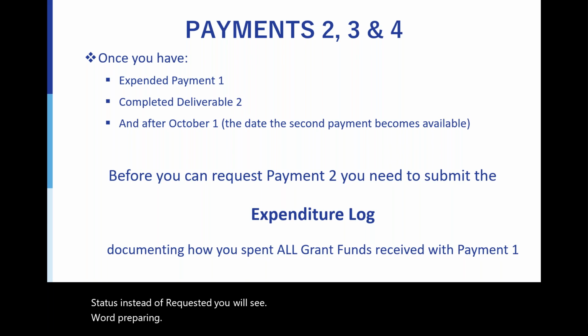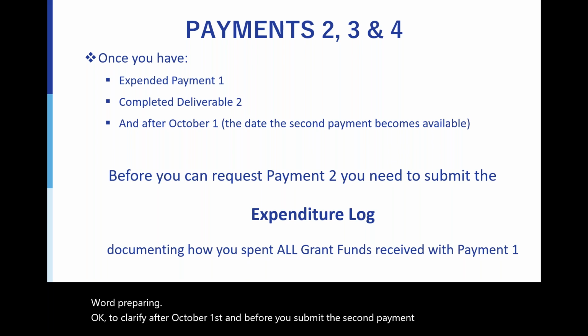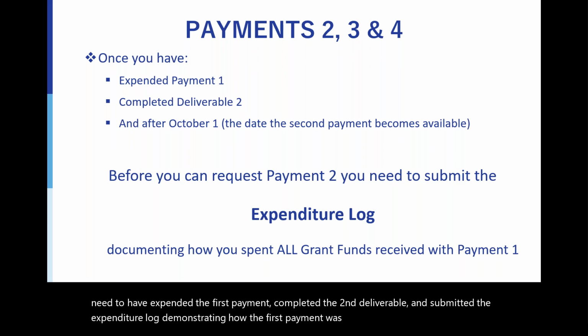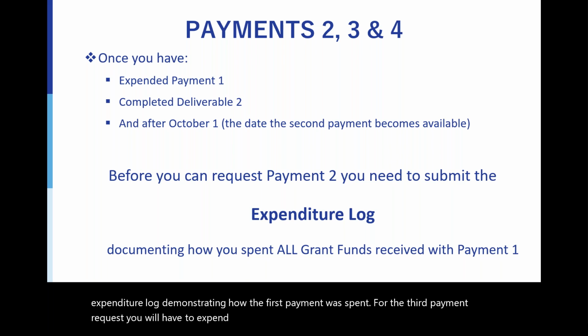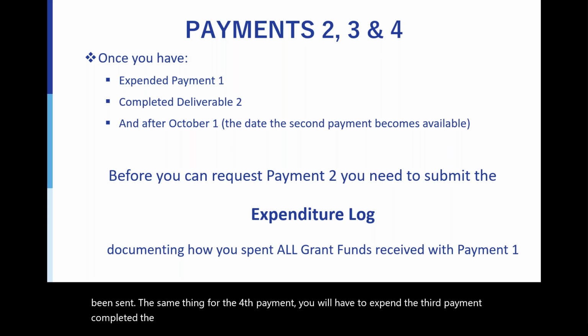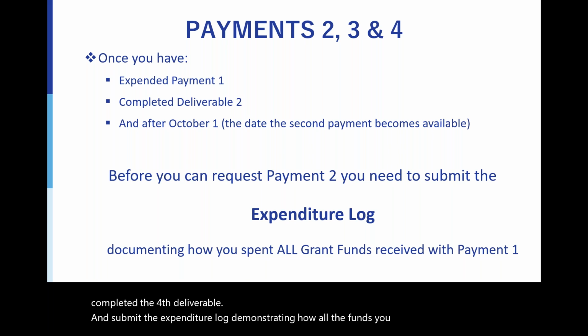Okay, to clarify, after October 1st and before you submit the second payment request, you need to have expended the first payment, completed the second deliverable, and submitted the expenditure log demonstrating how the first payment was spent. For the third payment request, you will have to expend the second payment, complete the third deliverable, and submit the expenditure log demonstrating how all the funds you have received so far have been spent. The same thing for the fourth payment. You will have to expend the third payment, complete the fourth deliverable, and submit the expenditure log demonstrating how all the funds you have received so far have been spent.